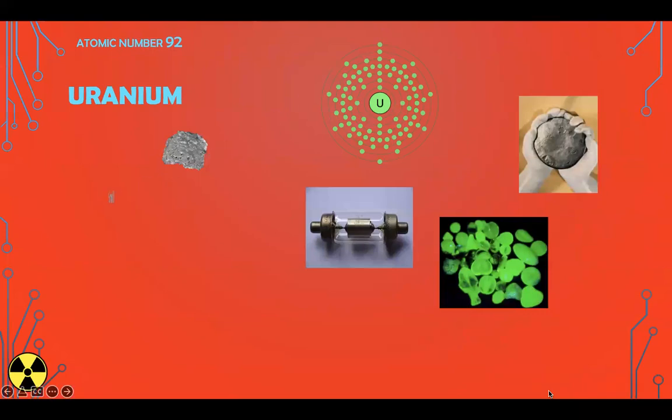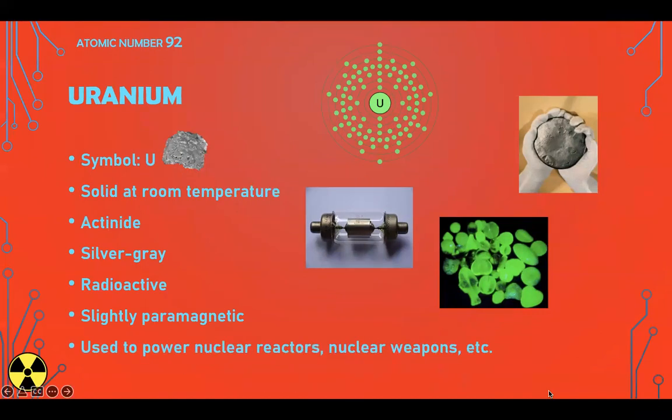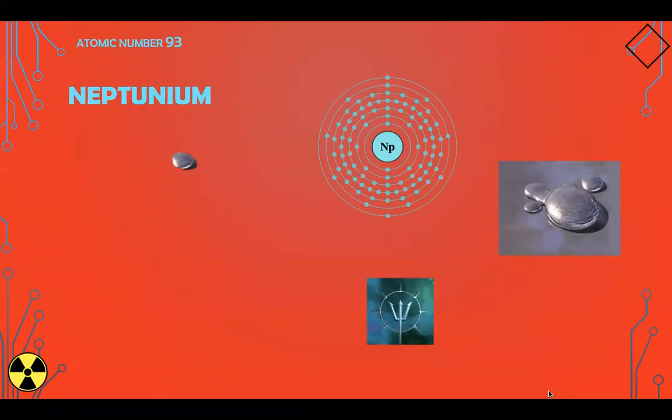Uranium, very famous. Its symbol is U. It's a solid at room temperature. It's an actinide. It's silvery gray in color. Uranium is known for its radioactivity, although radium beats it by around 5 or 10 times. Uranium is slightly paramagnetic, which means it is weakly attracted to magnetic forces, but very slightly. Uranium is, of course, used in nuclear reactors, nuclear weapons like nuclear bombs, etc.